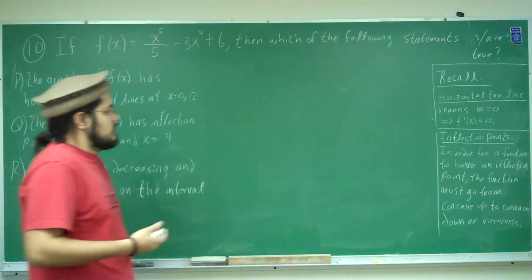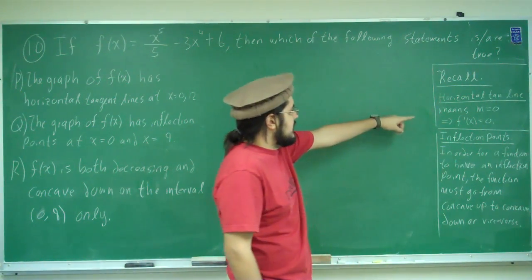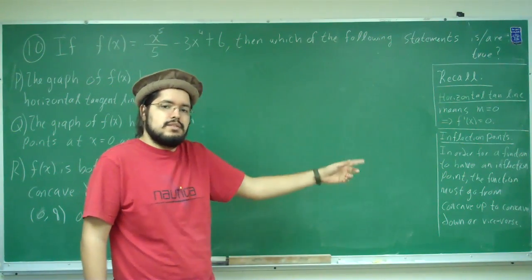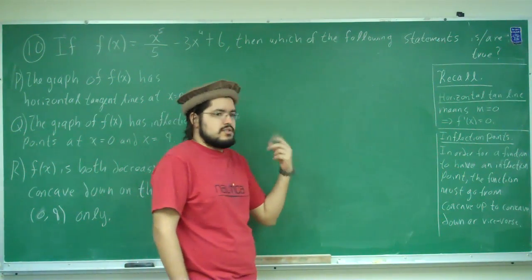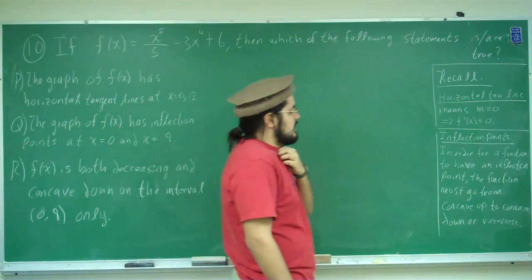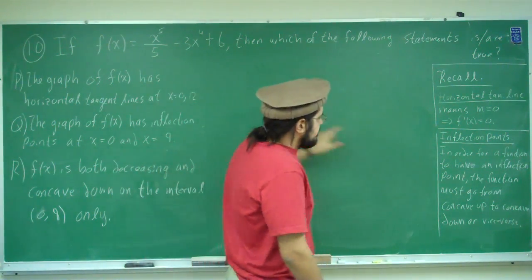Okay, so recall a few things here. Horizontal tangent line means m is equal to 0, but if m is equal to 0, then it means that the derivative is equal to 0. Once we do that, we can solve for the x values, and we can see if those x values are the ones that give the slope 0. In this case, 0 and 12.